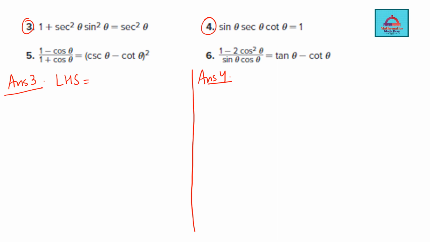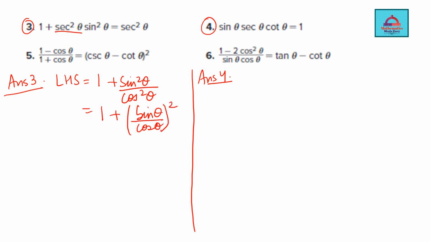We are going to begin with that, and we have to show that this is equal to the right side. On the left, if I want to convert everything into sine and cos, then I can write secant as the reciprocal of cos. So this will become sine square theta over cos square theta. Now sine over cos is tan. So I can write this as sine over cos whole square, which is nothing but 1 plus tan square theta. And now we will use Pythagorean.